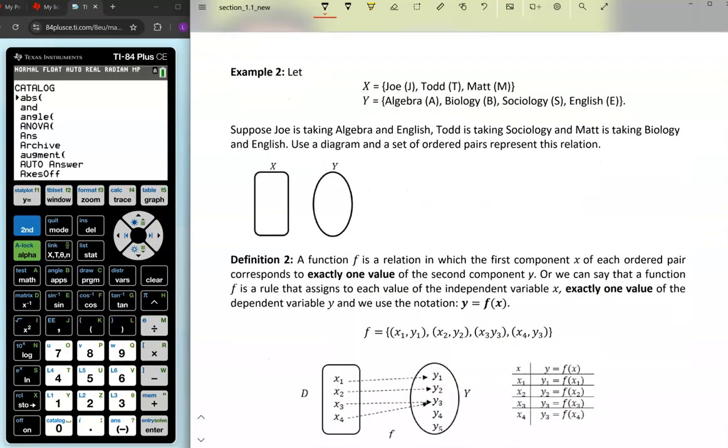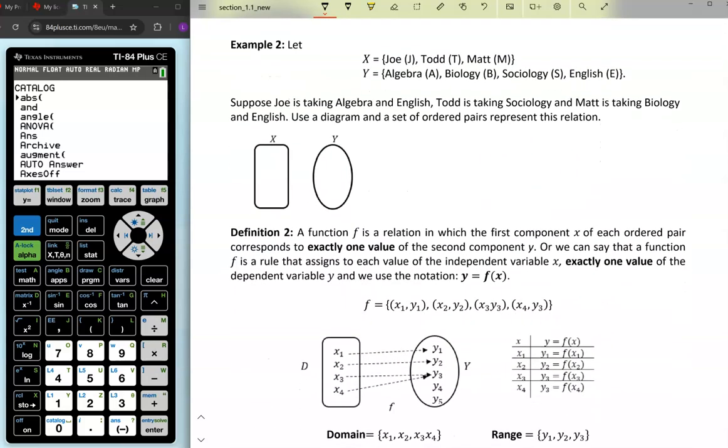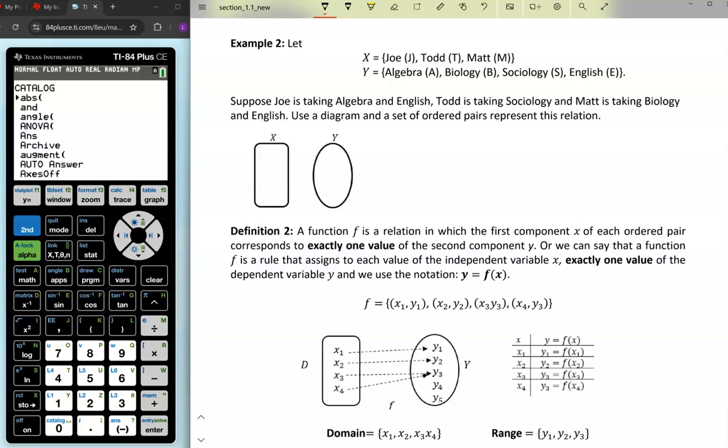So we take a look at the next page. We have a few examples. And we have one where we have individuals taking courses, and the example wants us to set up the mapping and show how everything works out in this diagram. So Joe is taking algebra and English. Todd is taking sociology, and Matt is taking biology and English. Using these letters that are given to us up here, my domain is made up of their names. We have Joe, Todd, and Matt.